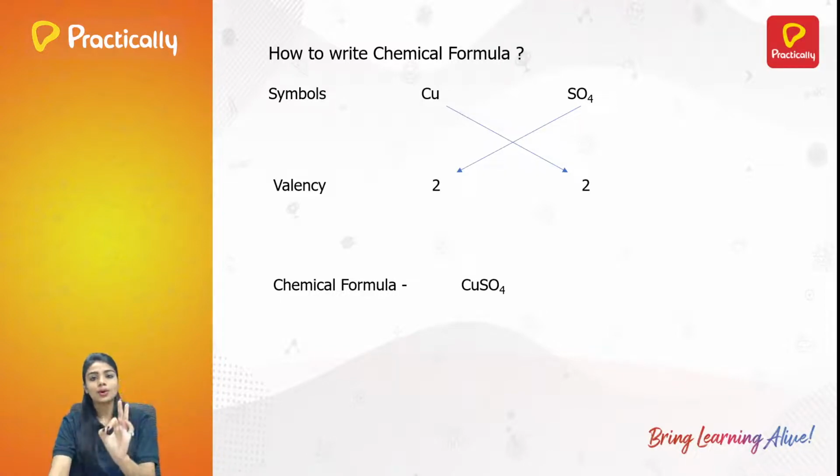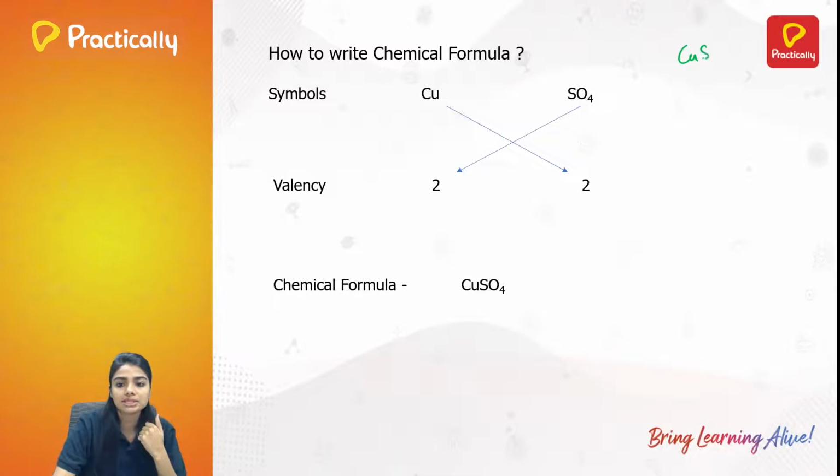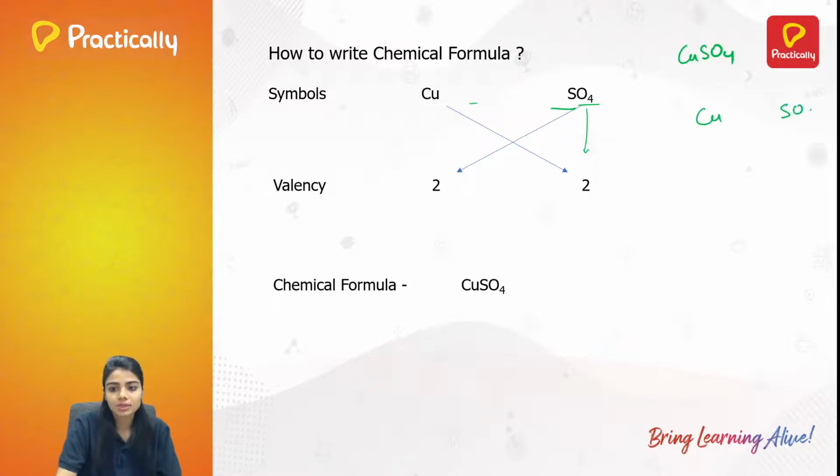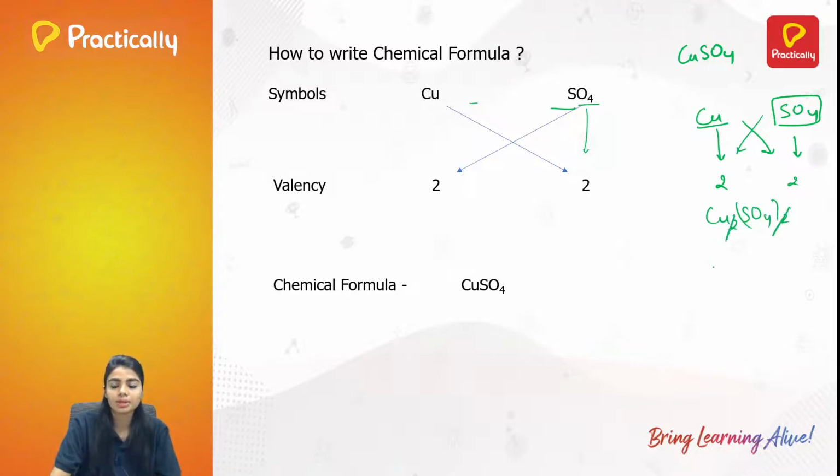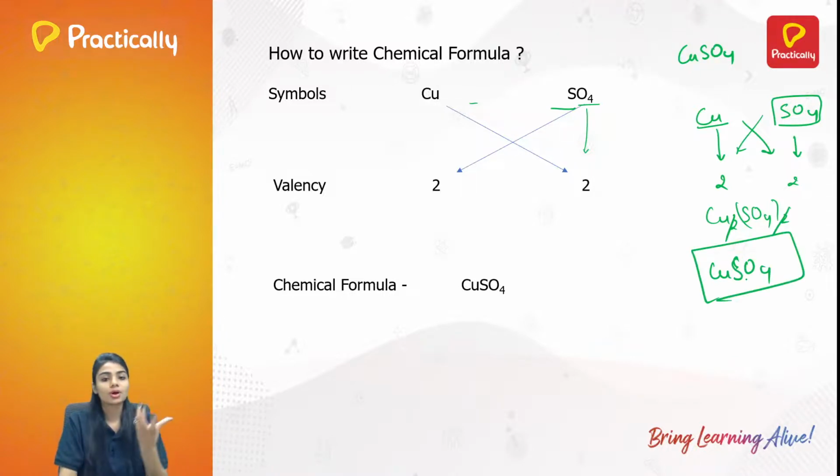Okay. Now, we got to know about symbols. We got to know about valency. Now, how to write a chemical formula? Let us take the example of copper sulfate. Here the valency of copper is 2 and sulfate valency is 2. First of all, you need to write the element name. So the element is copper and this is a polyatomic ion, that is sulfate. Just cross multiply it. You will get Cu2(SO4)2. Now this 2 will be cancelled and it will form CuSO4. This is the chemical formula for copper sulfate.